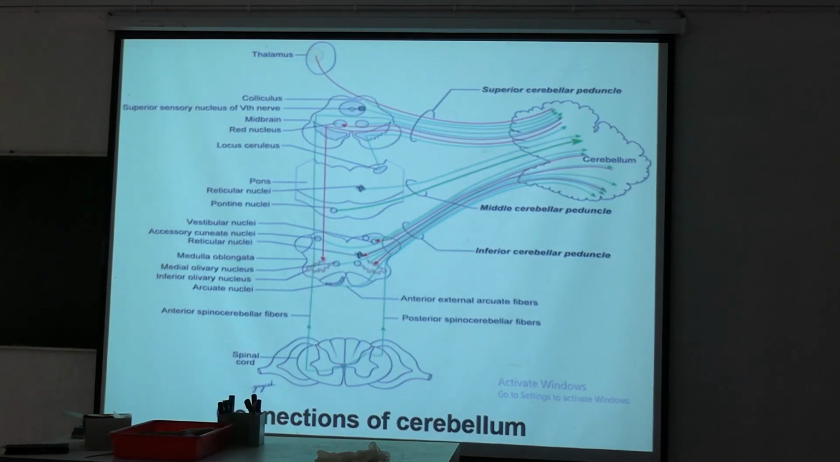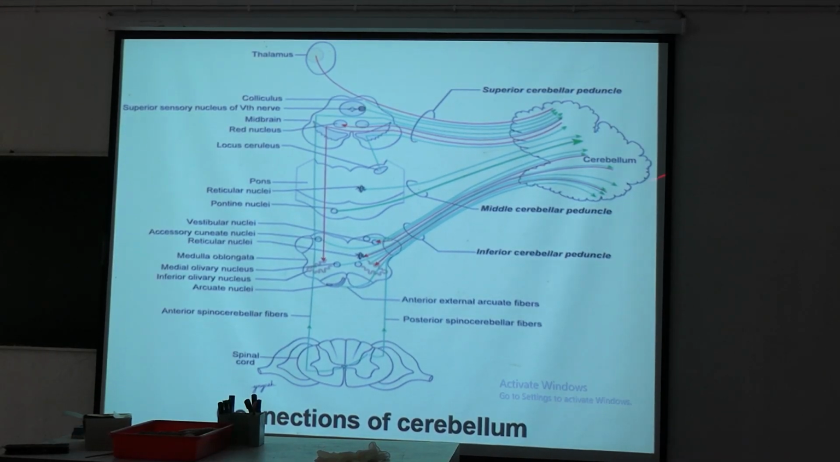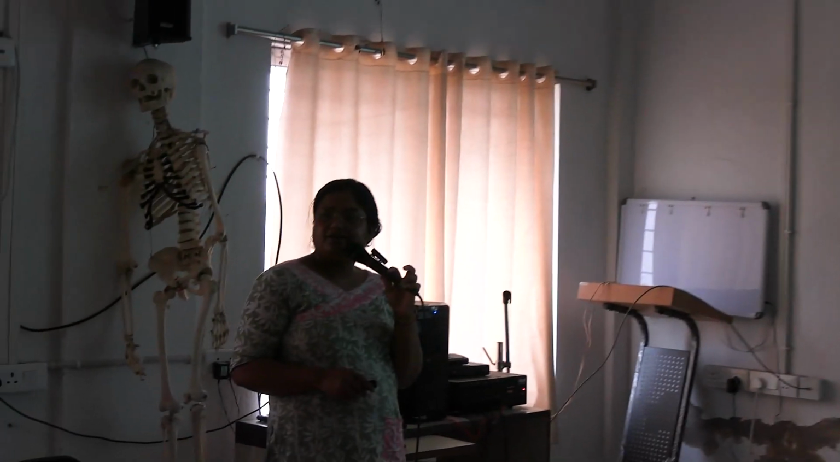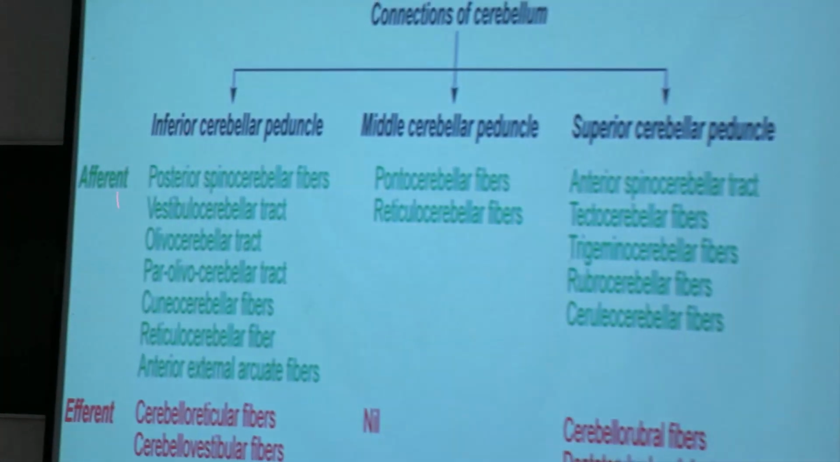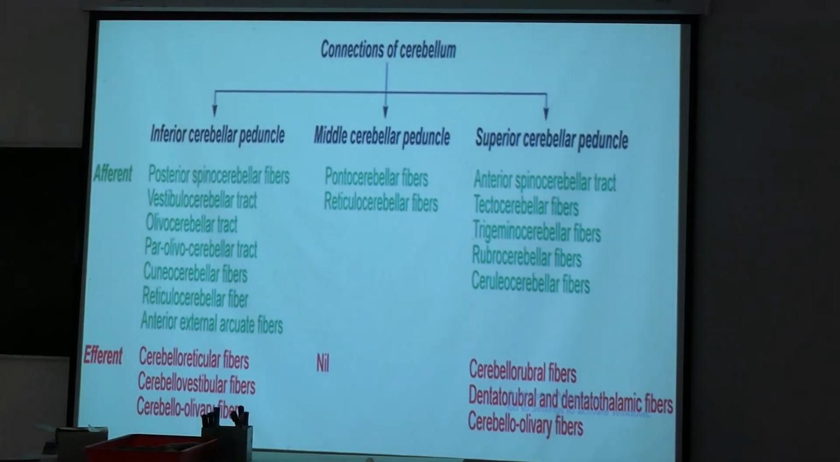So these are the three peduncles you can see: superior, middle, inferior. Green represents the afferents and red are the efferents. So middle has no efferent. Inferior has mostly afferents, some efferents. And the superior one also contains afferents and efferents. So this chart you remember: inferior cerebellar peduncle, middle cerebellar peduncle, superior cerebellar peduncle, with the afferents and the efferents. We have already discussed it.